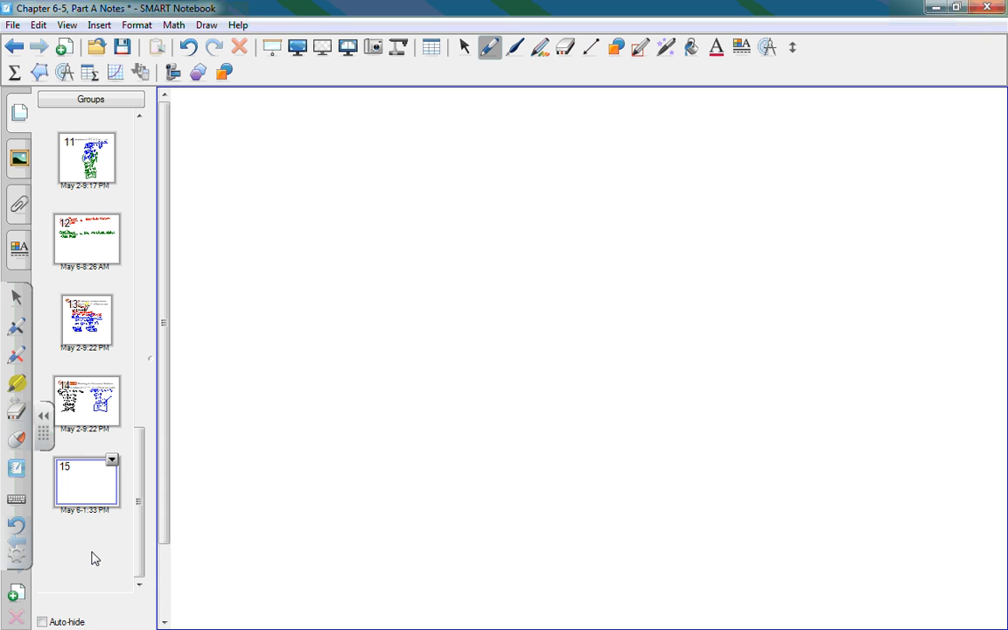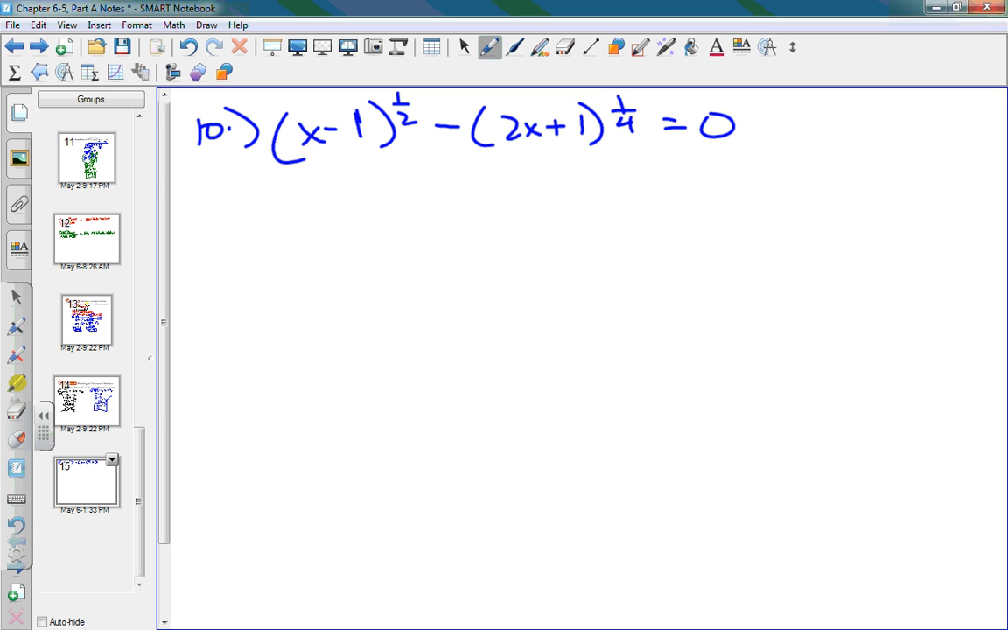Now, everybody look at number 10 on tonight's homework. How many fractional exponents do you see up there? Two. We're going to put them on opposite sides. So x minus 1 to the 1/2 is equal to 2x plus 1 to the 1/4. I added the 2x plus 1 to the 1/4 to both sides. Yep, I added the whole quantity.